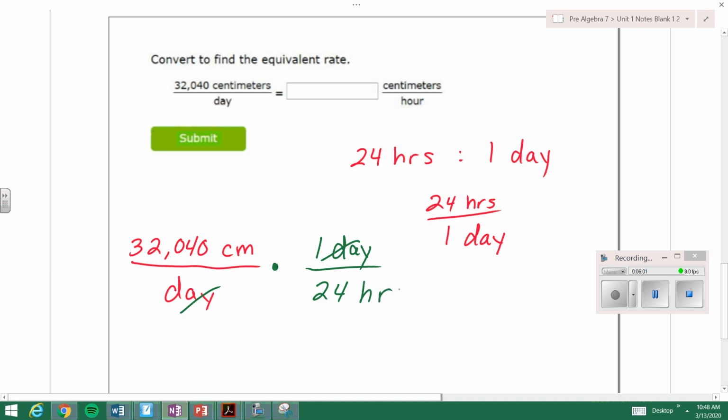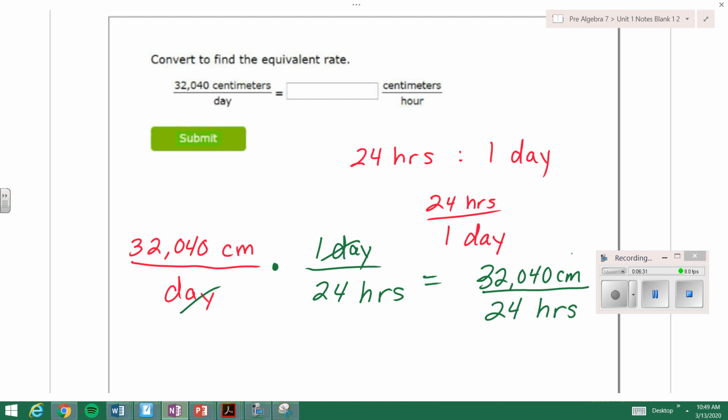24 hours. Now, when I have 32,040, multiplying fractions is no problem. Top times top and bottom times bottom on my numerator. And I have 24 hours on my denominator. I know that I am going to be in centimeters and over hours. All we have to do is throw this through the calculator. And I will do the same. 32,040 being divided by 24 is 1,335. Should be the answer to this IXL problem.